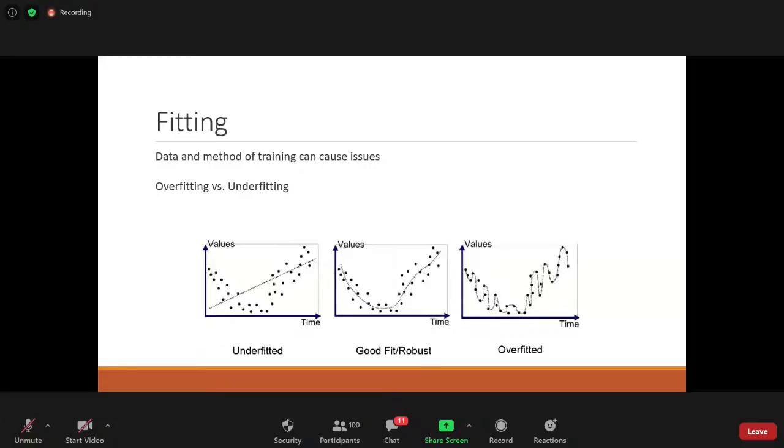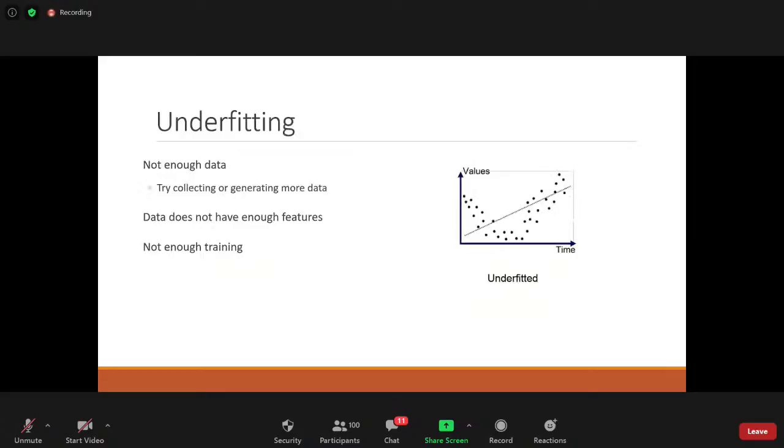The data and method of training, no matter what type of model it is, can cause issues. These issues can be overfitting and underfitting the data. Underfitting in machine learning is whenever a model doesn't adequately represent what the actual ground truth of the situation is. As you can see in this graph, if we were to perform a linear regression or polynomial regression, we would end up with a curved line that should fit this graph. But instead, we end up with just a simple straight line that only approximately identifies what this problem might be. This can result from many different factors.